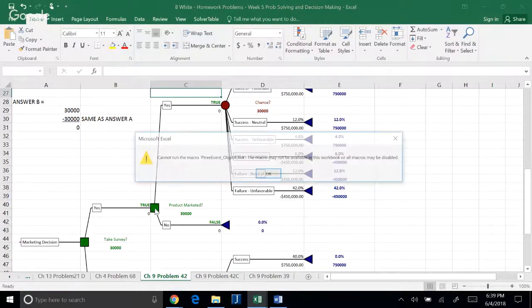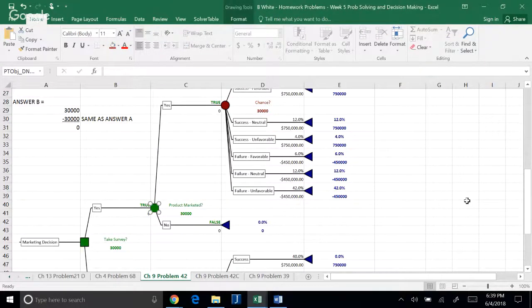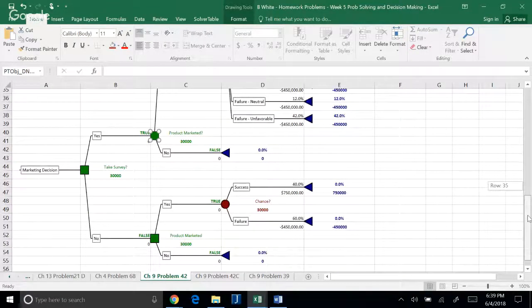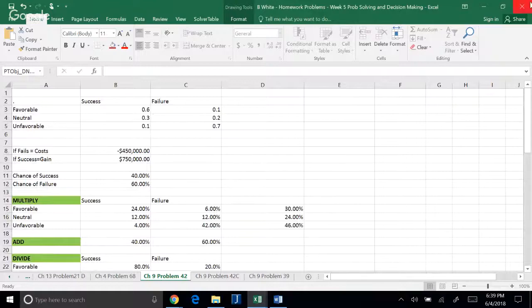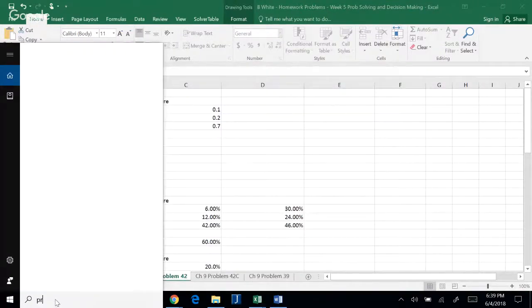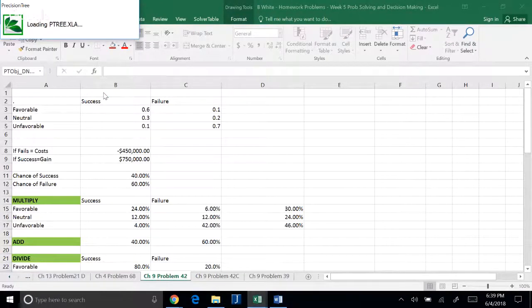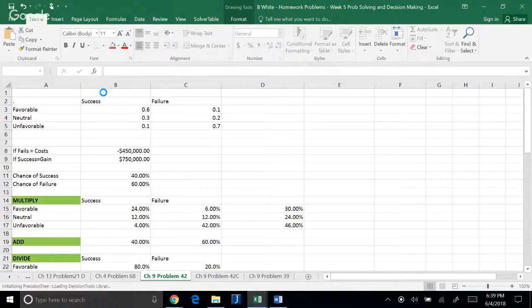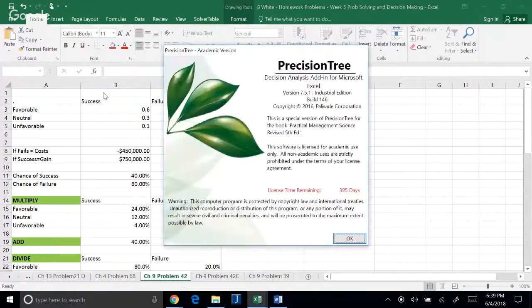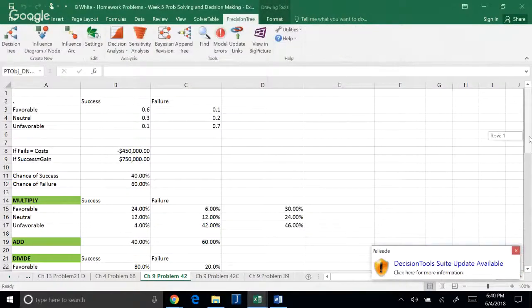Actually, let me see if I can add. Oh, I don't have this thing plugged into my computer. I need to go ahead and do that. All right, hold on. Gotta start it. Okay.